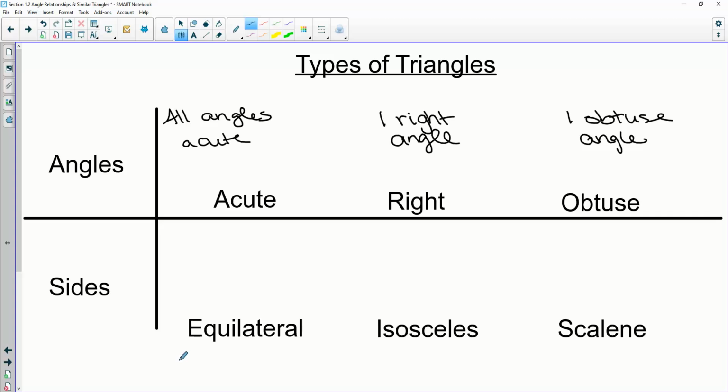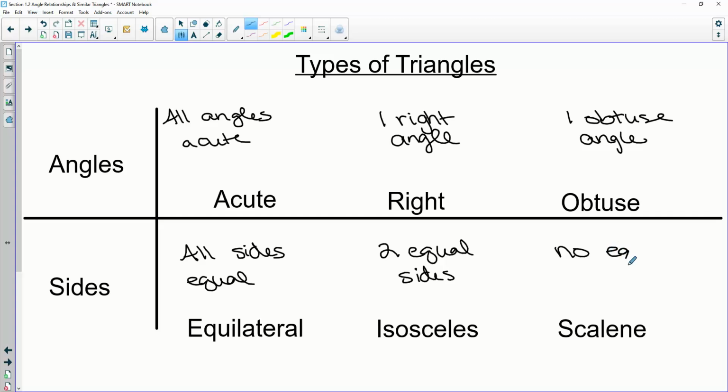In terms of sides, what does it mean to be equilateral? Equilateral, all three equal sides. Isosceles is two equal sides. Scalene has no equal sides.